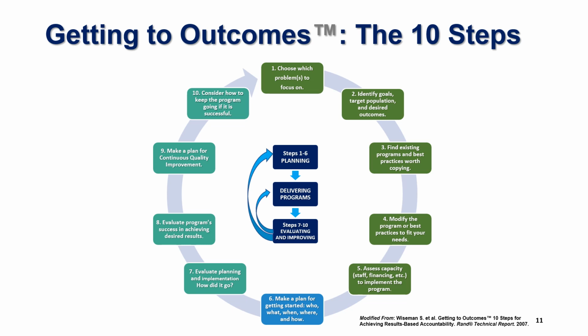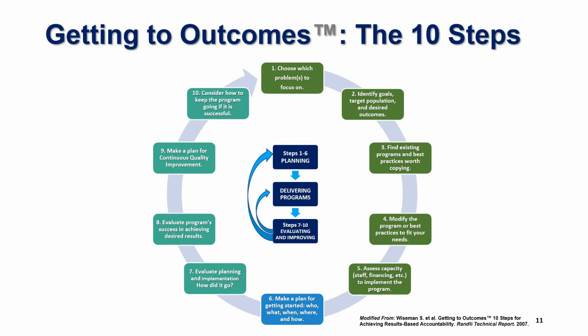Step 2, identify goals for the program, the people you want to target with the intervention, and desired outcomes or objectives. Step 3, look for existing programs and best practices worth adopting. Step 4, examine the program you choose and see how well it fits the needs of your target population and community. Step 5, assess whether your organization has the capacity to implement the program.